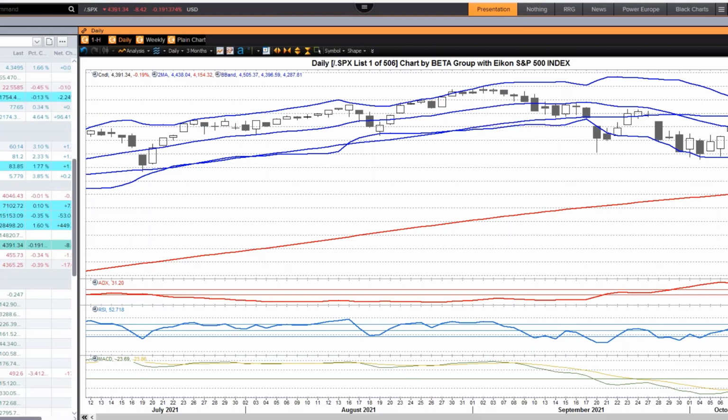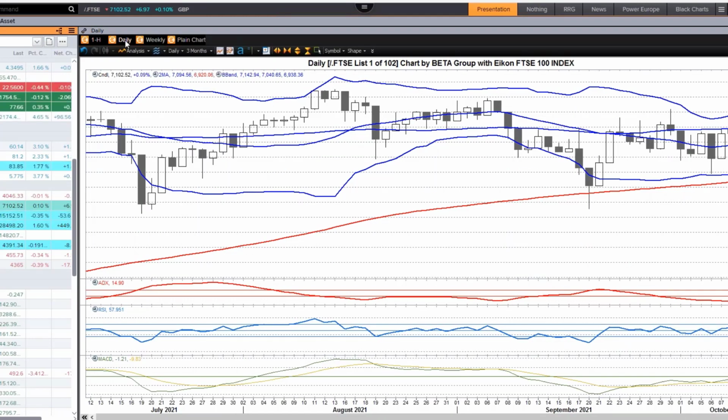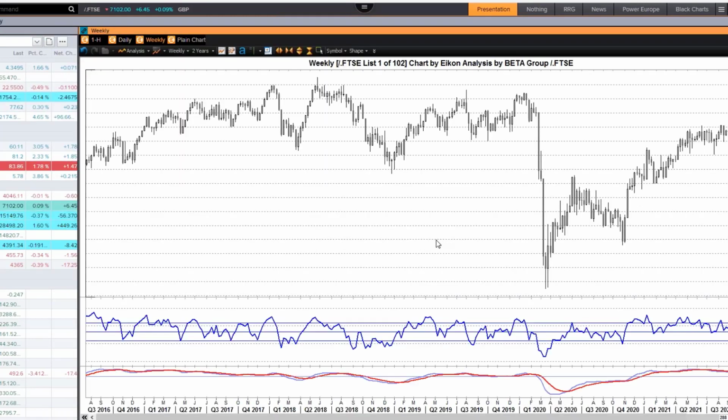And then moving now to the UK 100. Now this is an awful looking chart. Here, let me show you the weekly why I hate this chart so much. We've got this massive area here. This is a bit like crude oil in the 95 to 125 dollar zone here.